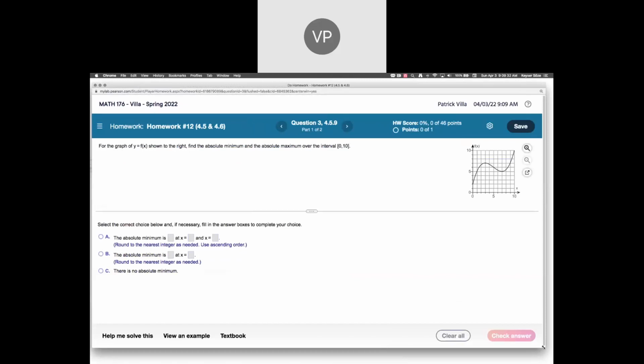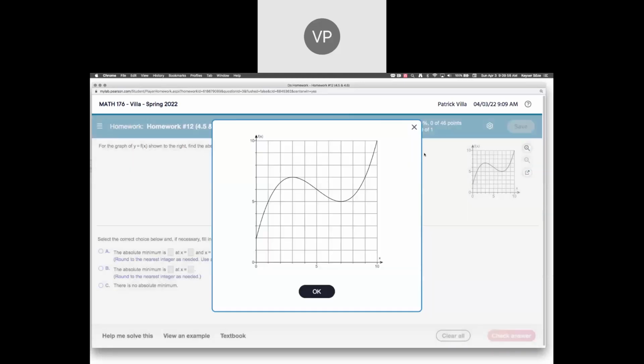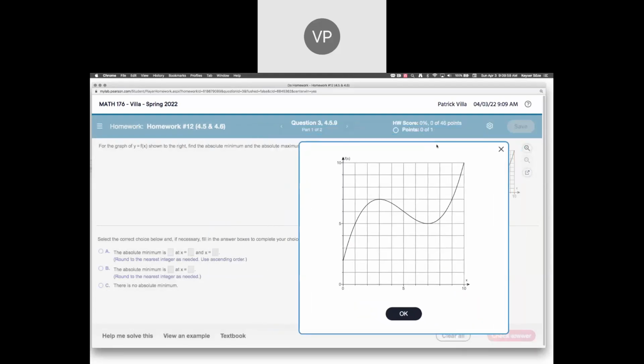Okay, so we have the graph shown to the right. We want to find the absolute minimum and absolute maximum on the interval from 0 to 10. All right, so there's no equation here. It's all by the graph. So don't be afraid to use this button here, the magnifying glass. It doesn't make it that much bigger, but this one opens it in a new window, and this really lets you see it a little more up close. So the points that we care about here are the local max, which is this one right here, the local min right there, and the endpoints at x equals 10 and x equals 0. Those are what we look at.